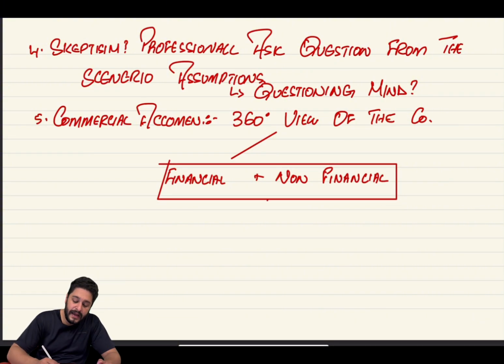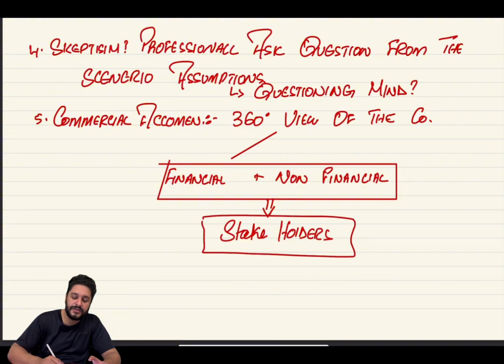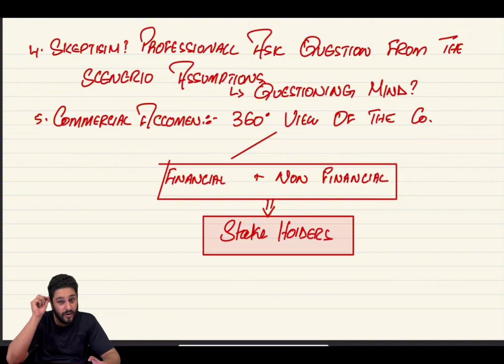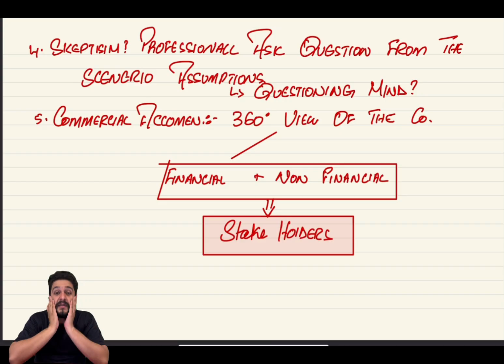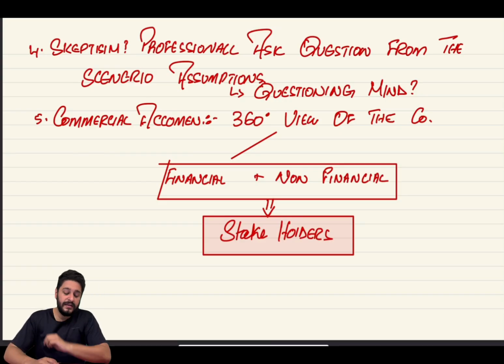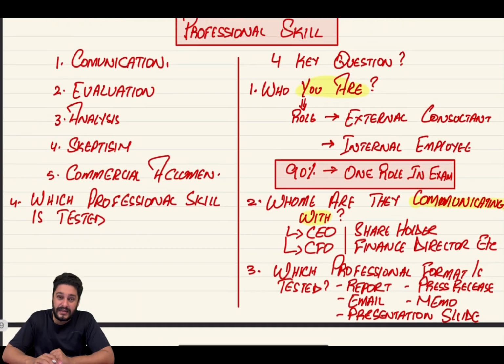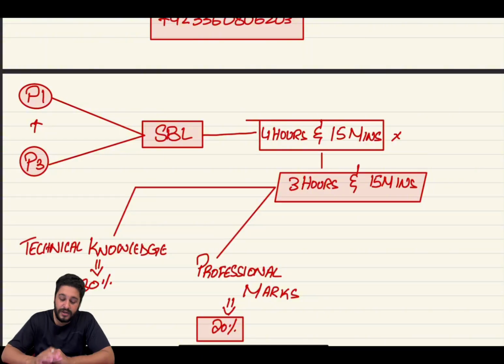In reality, we are going to talk about all stakeholders who will be affected by the decisions of the company. So these are the five different skills that are going to be tested in your examination.